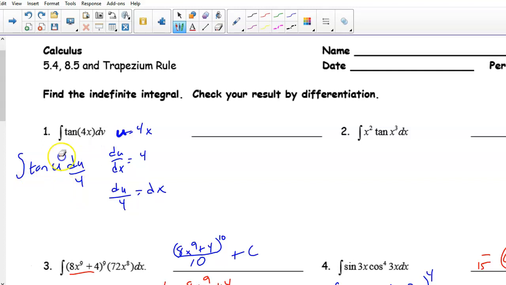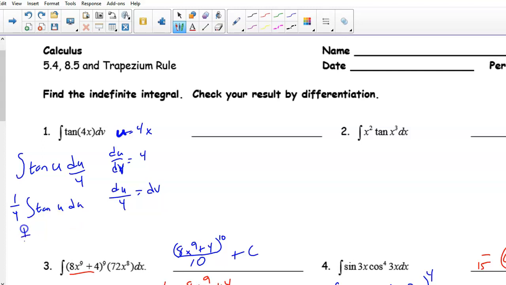All right, substitute u for 4x and substitute, I'm sorry, this should be dx. But substitute du over 4 for dx. All right, because this is dx. So let me fix that up real quick. So now we're going to take out this 1/4 because there's nothing to divide. So I'm going to take out the 1/4 like this, and then I have tan of u du.